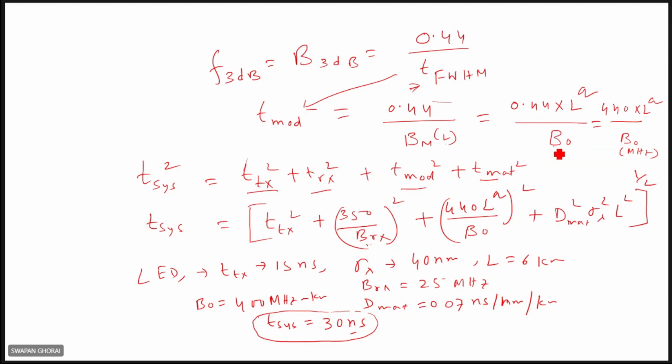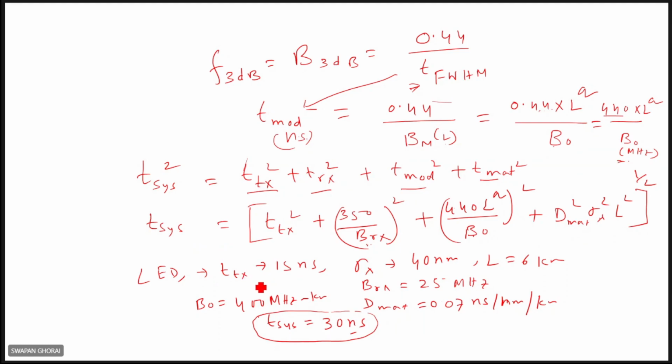Now, if you express it in terms of nanoseconds, T modal in nanoseconds and B0 in megahertz, then 4.44 will be 440. So directly you can use the relation, provided that it is in nanoseconds and megahertz. So 440 L to the power 3 by B0 plus D material squared sigma lambda squared L squared. If you know all those things, then you can find out the system rise time.